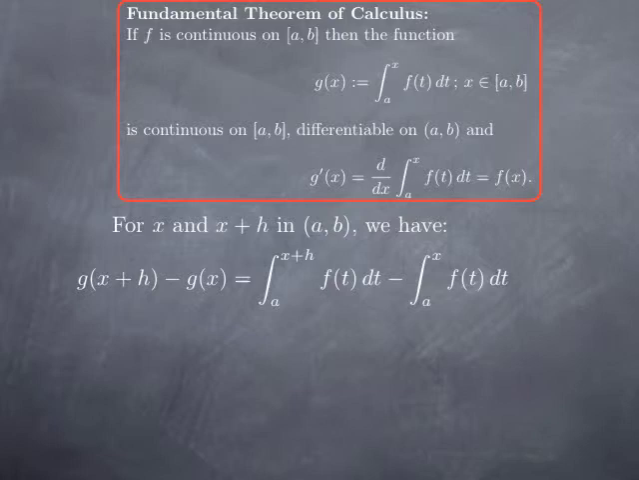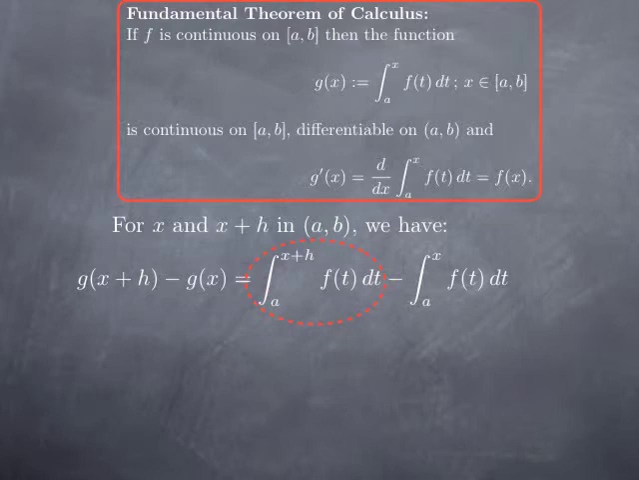When we take the difference g of x plus h minus g of x, this is something we consider because the derivative of g at x is going to be the limit of this expression divided by h when h goes to 0. So this difference g of x plus h minus g of x is just a difference of the corresponding integrals of f. And we're going to split this integral in two parts. We have seen that if we integrate from a to another point, b, say, it's the same as integrating from a to c and then from c to b.